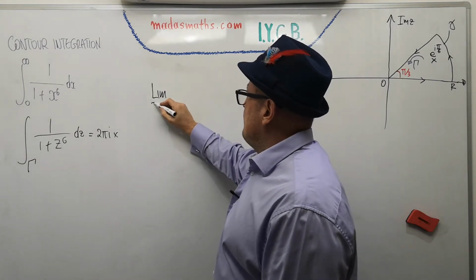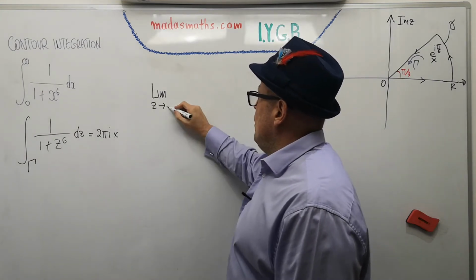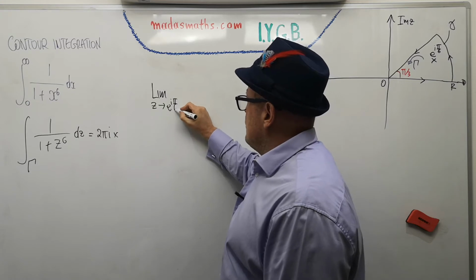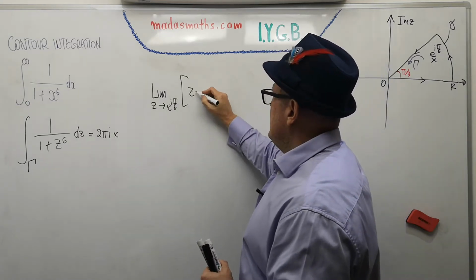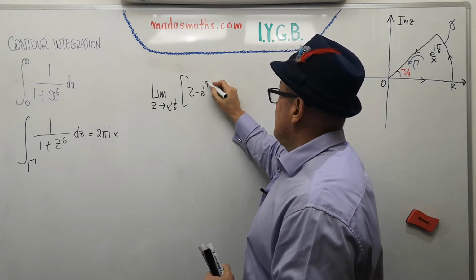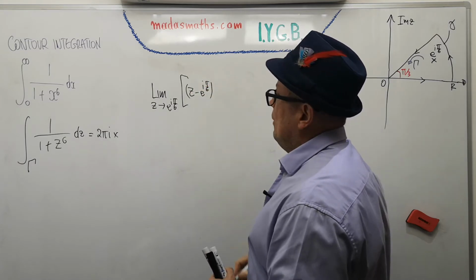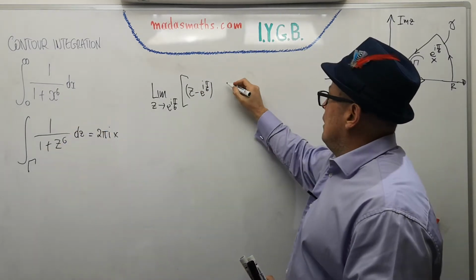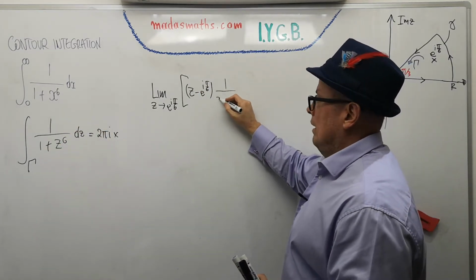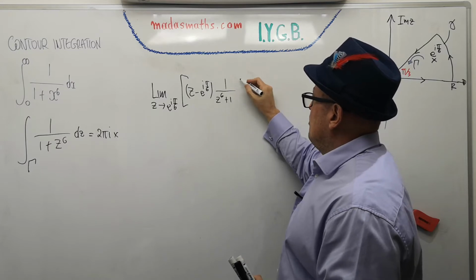So the limit as z tends to e to the i pi over 6 of the standard formula, z minus e to the i pi over 6, multiplied by my f of z, where my f of z is of course this, times 1 over z to the 6 plus 1.